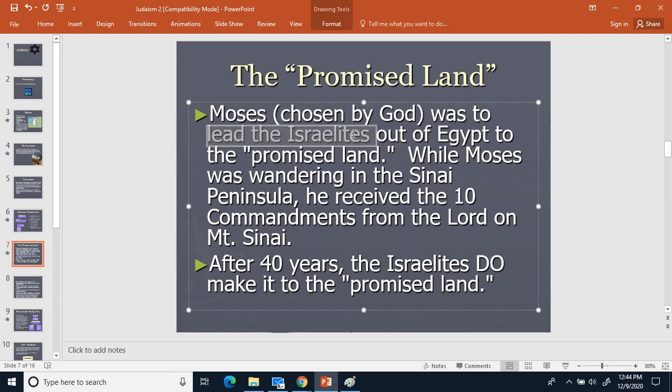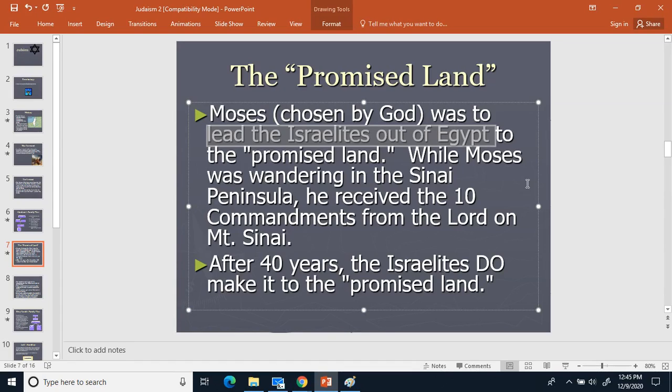Going to make it two: lead the Israelites out of Egypt. So he's been chosen by God to lead the Israelites out of Egypt and back to Israel, back to the promised land where they're supposed to be. So eventually, a whole bunch of stuff happens. He eventually is able to lead the Israelites out of Egypt and back over to Israel. They do spend like 40 years traveling around, but eventually they do make it back to the promised land.